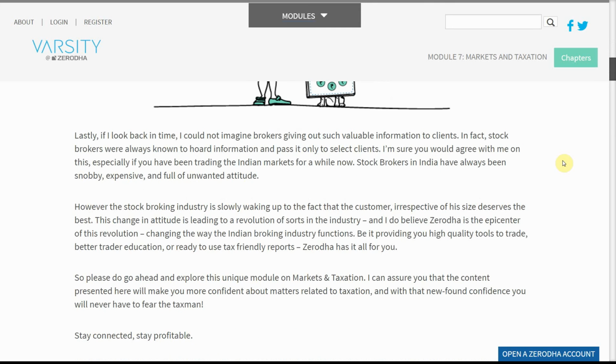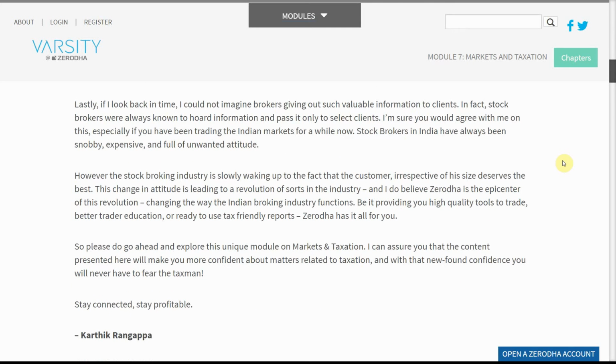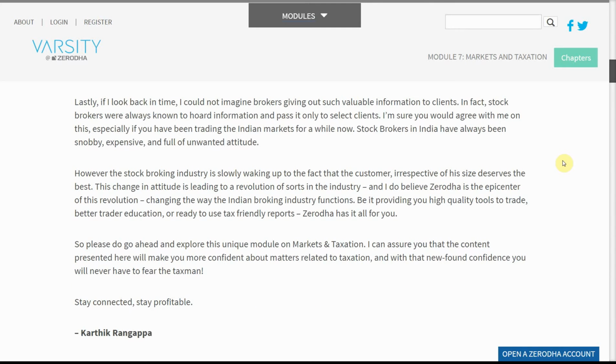Lastly, if I look back in time, I could not imagine brokers giving out such valuable information to clients. In fact, stockbrokers were always known to hoard information and pass it only to select clients. I'm sure you would agree with me on this, especially if you have been trading the Indian markets for a while now. Stockbrokers in India have always been snobby, expensive, and full of unwanted attitude.